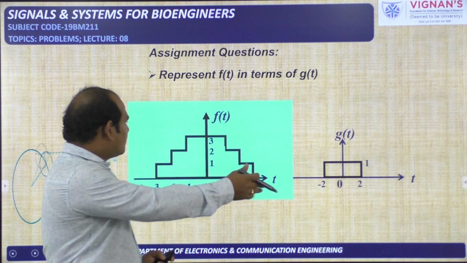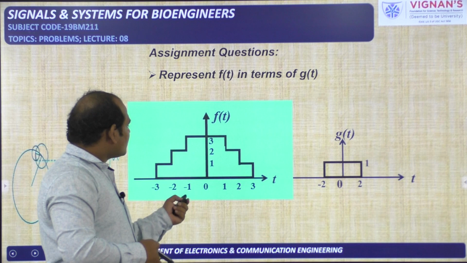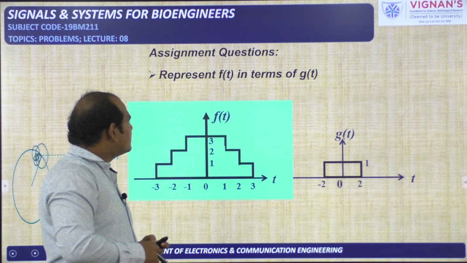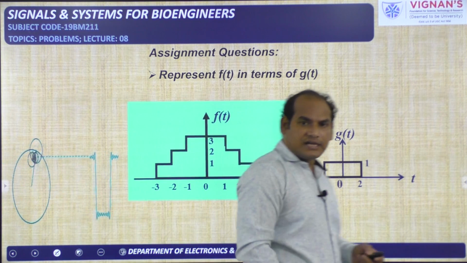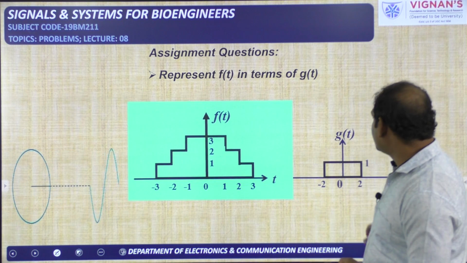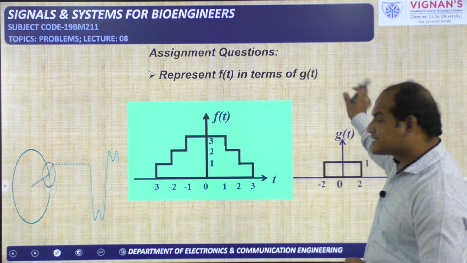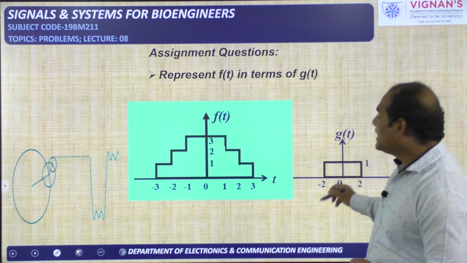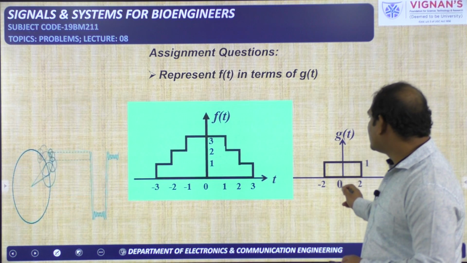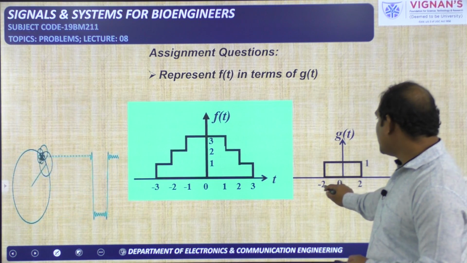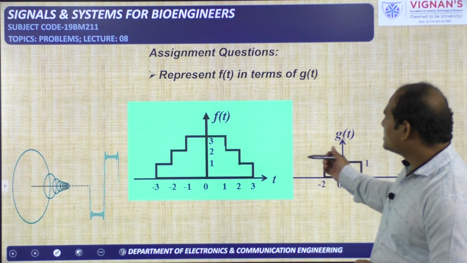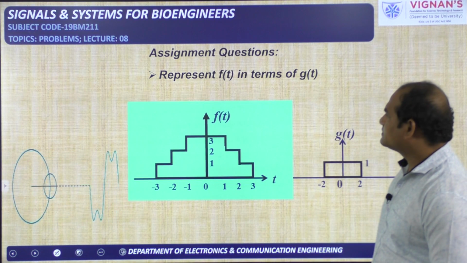Now again we came to this particular time domain signal. This problem we have already done, but here I have made some change. In the previous case, it was an assignment question actually. In the previous problem I gave g of t from minus 1 to plus 1. Now it is minus 2 to plus 2. So think about this and represent f of t in terms of g of t.